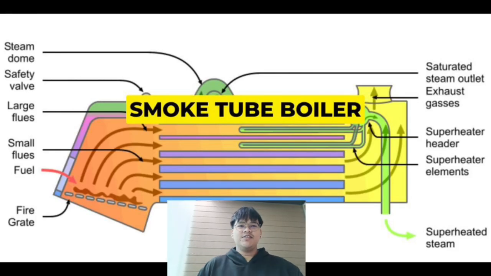In this presentation, I will be explaining two very important components found in the smoke tube boiler, which are the furnace and the burner. These two parts work closely together to ensure that the boiler operates safely, efficiently, and reliably. Then we will go to the function of the furnace in the smoke tube boiler.